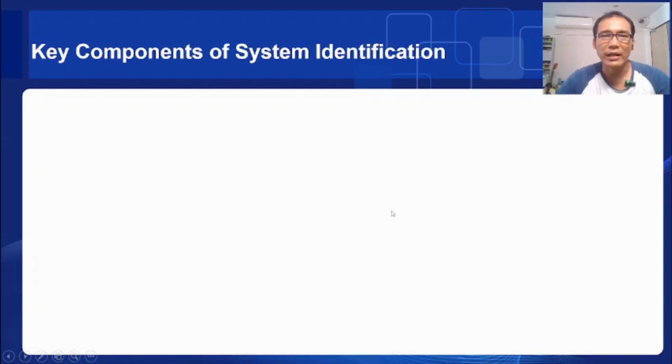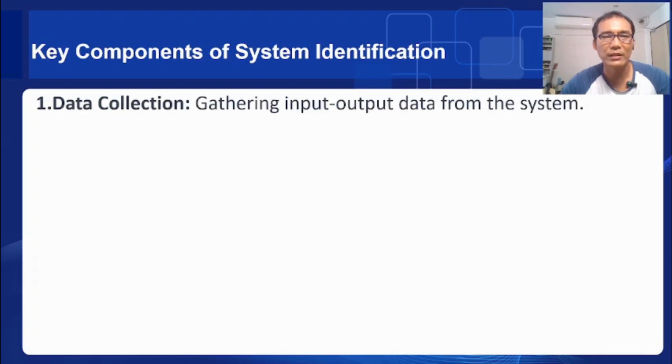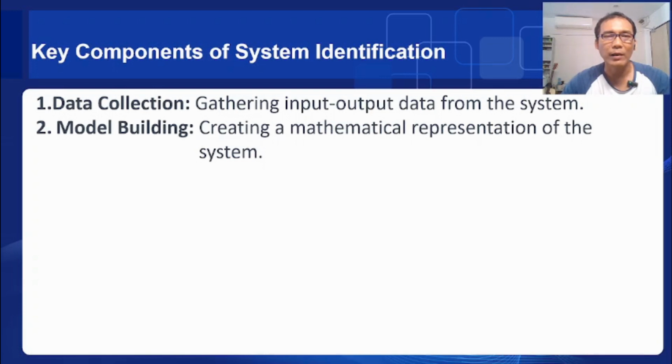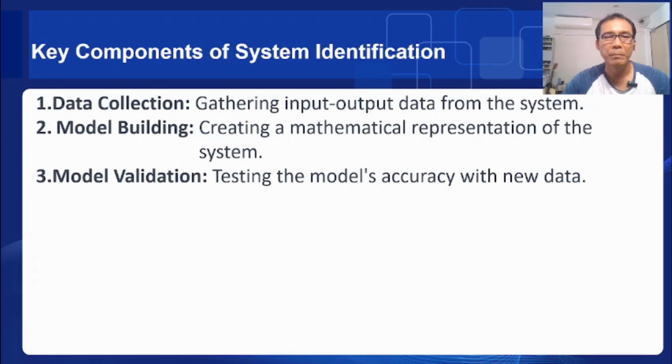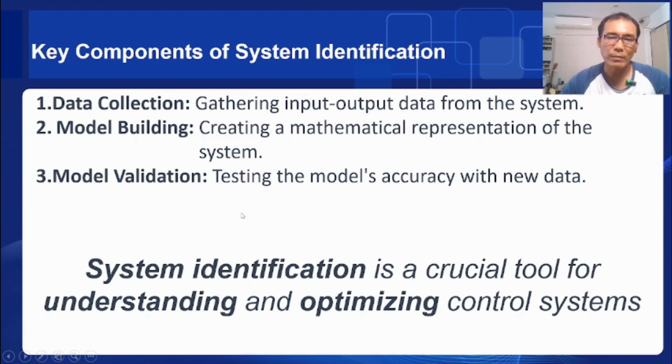Here are some components of system identification. First is data collection. Here, we gather input and output data from the system. Then model building. Here, we create a mathematical model representing the system. And the last is model validation, testing the model's accuracy with new data. So, system identification is a crucial tool for understanding and optimizing control systems.